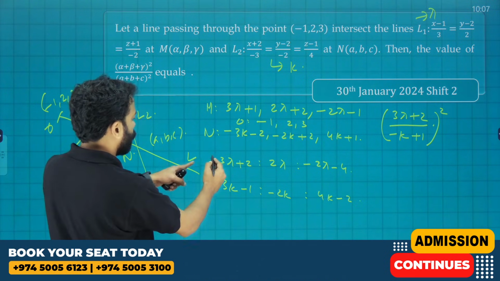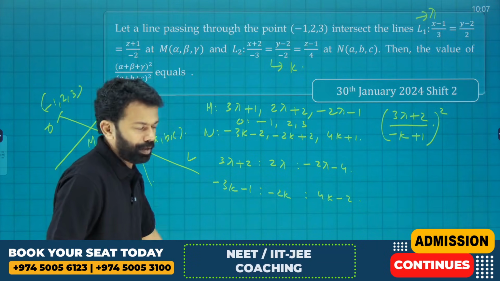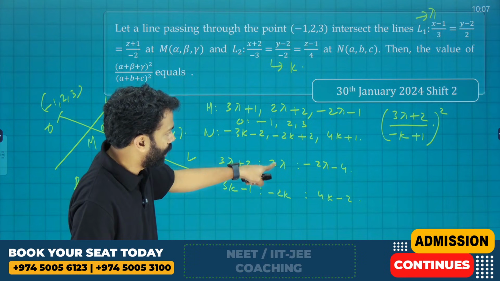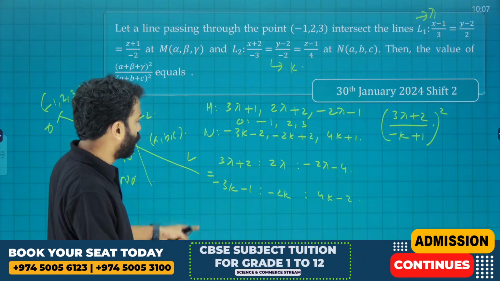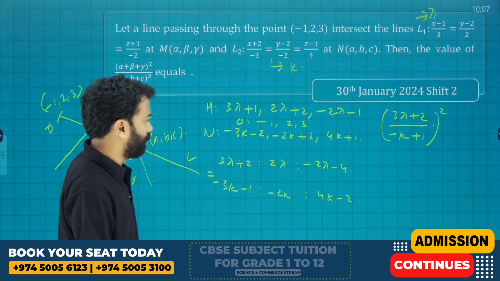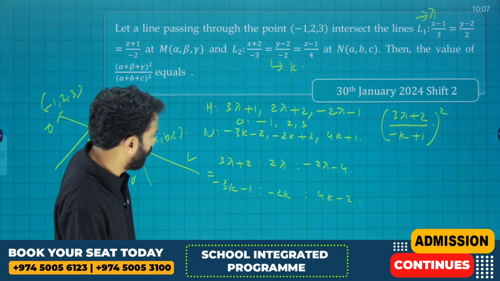Okay, these are the direction ratios of MO and NO. They will be proportional, that is, 3 lambda plus 2 is to 2 lambda is to minus 2 lambda minus 4 is equal to minus 3k minus 1 is to minus 2k is to 4k plus 2. The calculation we can perform on the next slide.